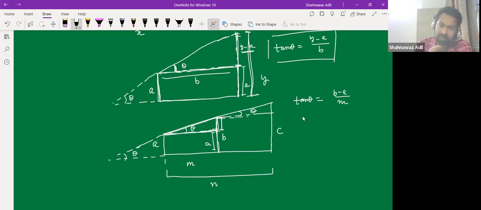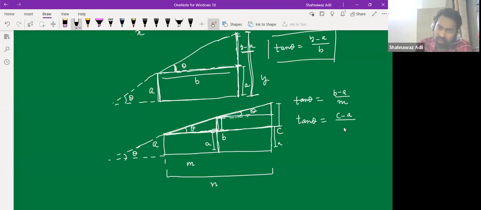Yes, this is clear. Similarly, I have this in this triangle. In this triangle, tan theta would be, how much is this distance? Or let's take this triangle. How much would be this depth? C minus B by M. So C minus A. Yeah, C minus A by this much.